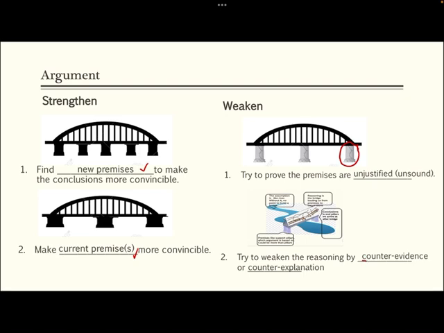So this is why I'm putting here the counter evidence or the counter explanation, which means we can offer another piece of evidence or another explanation that might lead to a different conclusion. In this way, we can also weaken the argument in two ways. So I always say this is S1, S2, W1, and W2. Okay, this is how we deal with the argument.